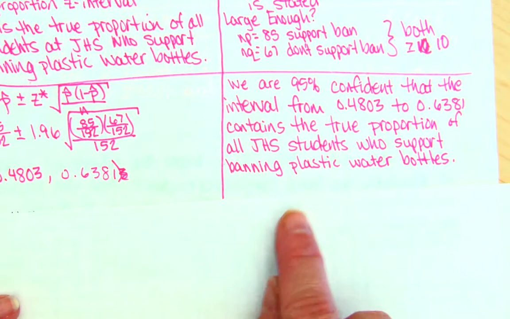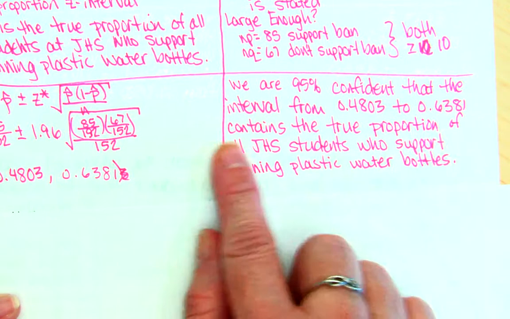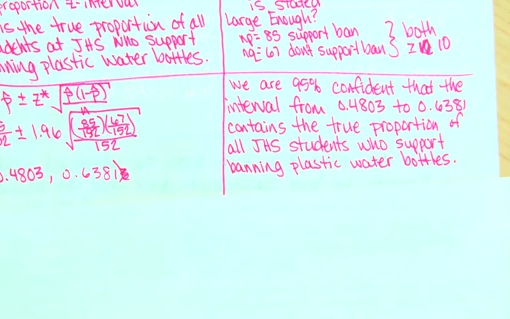So, for our conclusion, we're 95% confident that the interval from this value to this value contains the true proportion of all JHS students who support banning plastic water bottles.